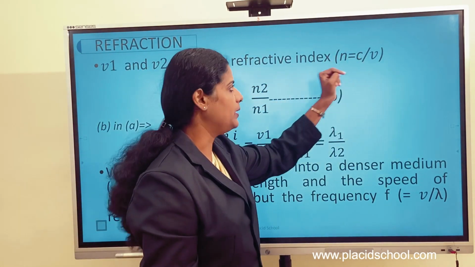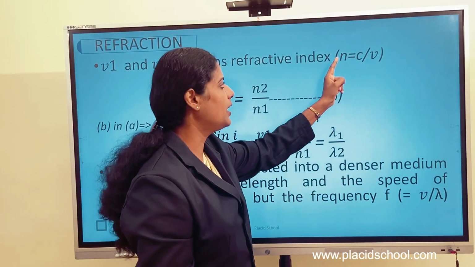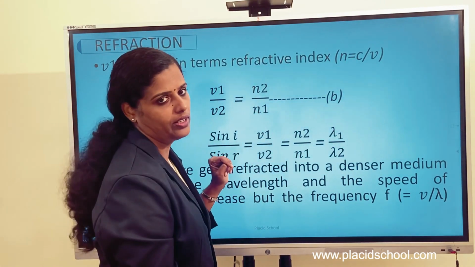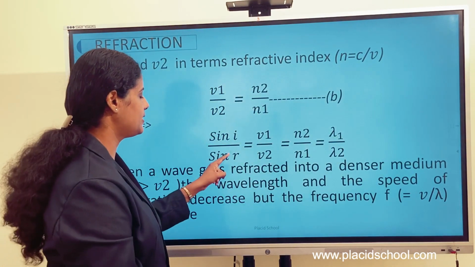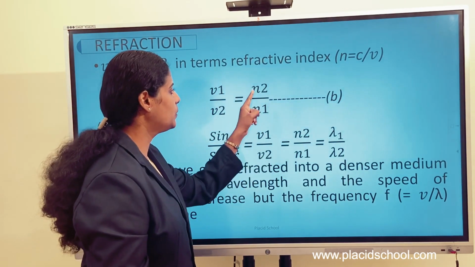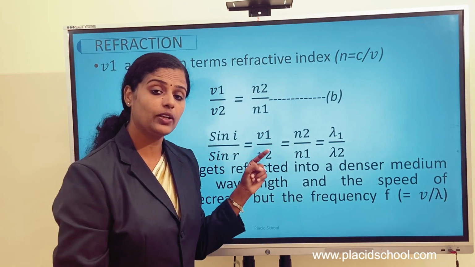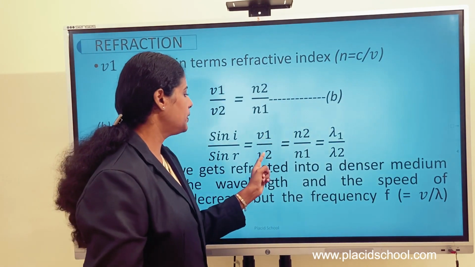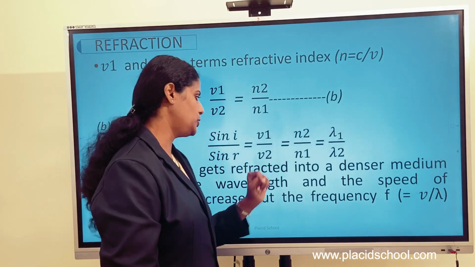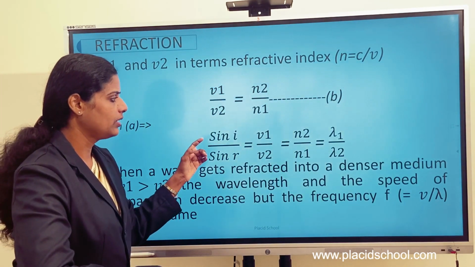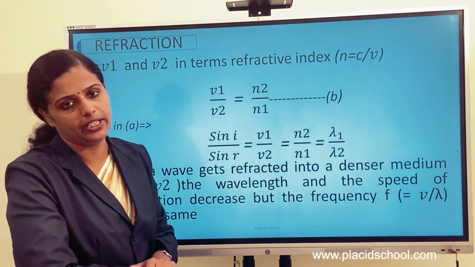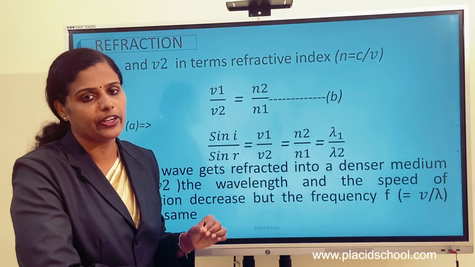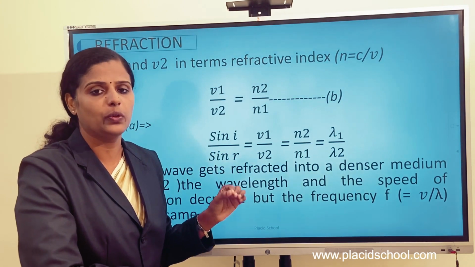Then we relate the refractive index and velocity. n is equal to c by v. Therefore, n1 equals c by v1 and n2 equals c by v2. Therefore, v1 by v2 is n2 by n1. Substituting this in equation number 1, sin i by sin r equals v1 by v2, which equals n2 by n1. From v equal to f into lambda, we can write v1 by v2 equal to lambda 1 by lambda 2. That means if a wave travels from rarer to denser medium, its wavelength and velocity change, but its frequency remains the same.